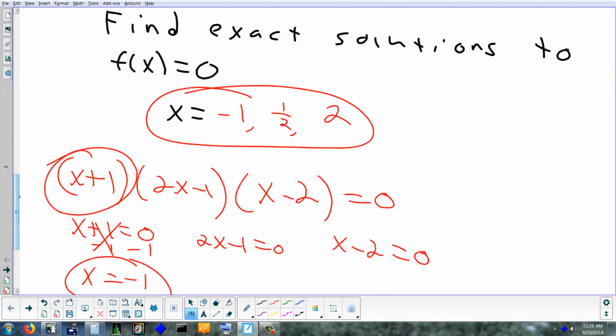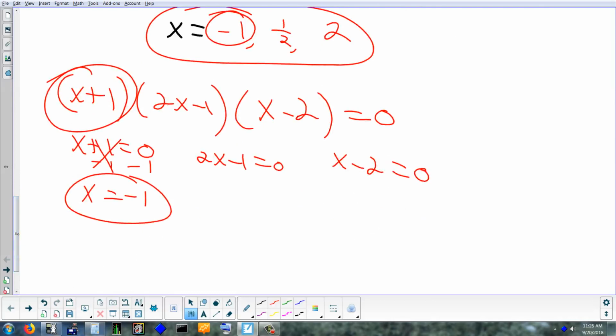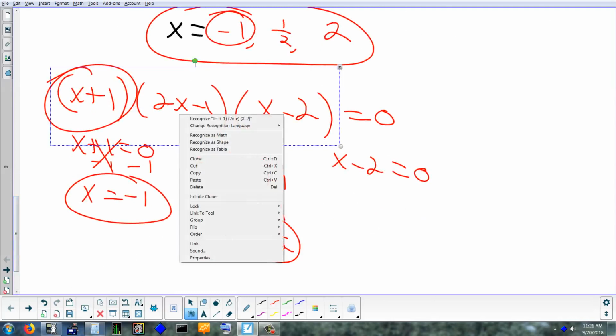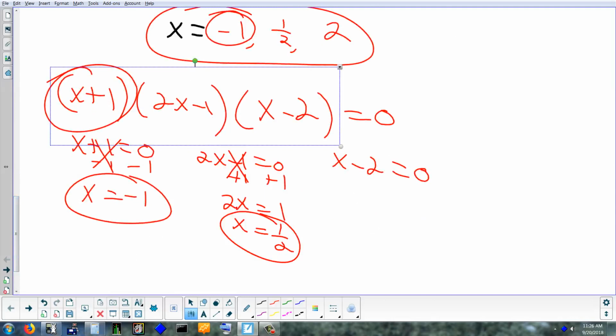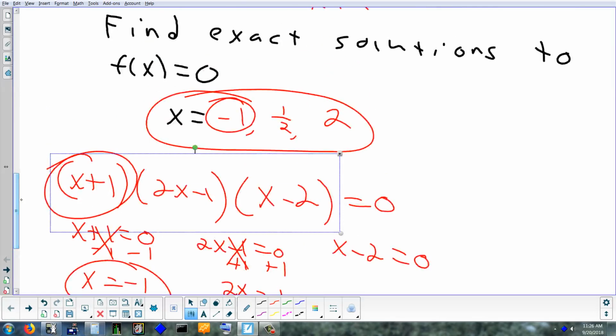Well, look at that answer right here. Let's look at the second one. Add 1 to each side. 2x equals 1. Divide by 2. If you plug in 1/2 for x, 2 times 1/2 is 1. And 1 take away 1 is 0. And look at the second answer the calculator gave us.